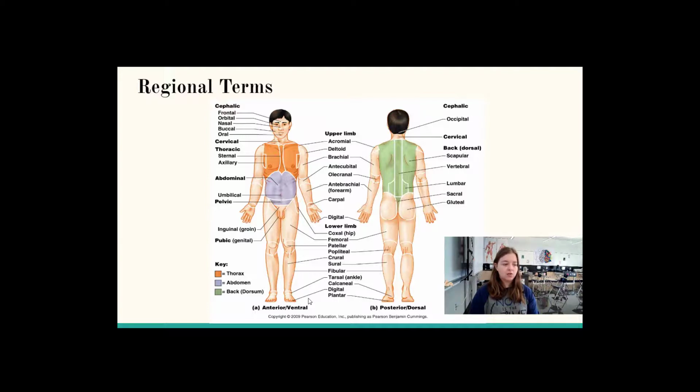Your whole ankle is called the tarsal region. Your heel is called the calcaneal region. Your toes are digital, and your foot as a whole, the bottom of it, is called your plantar region.